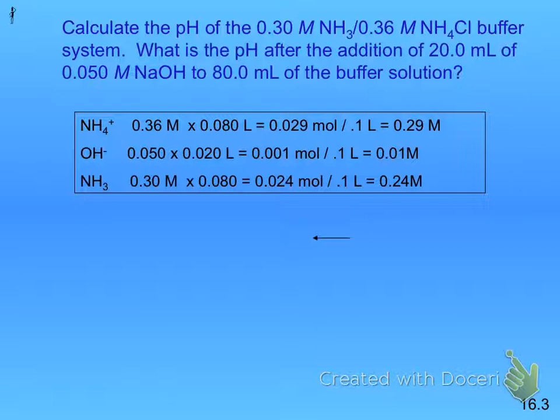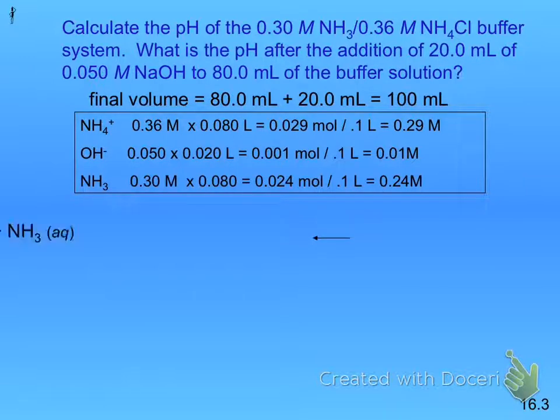So real quickly here, I've just calculated those new molarities. Here's the final volume. It's just going to be 100 mLs, right? Because we're adding in 20 mLs of the sodium hydroxide. So I've gone ahead and calculated the ammonium and the hydroxide ion. Remember, the sodium doesn't matter. And the ammonia with these new volumes. And you get these new concentrations, 0.29, 0.01, and 0.24 molar.